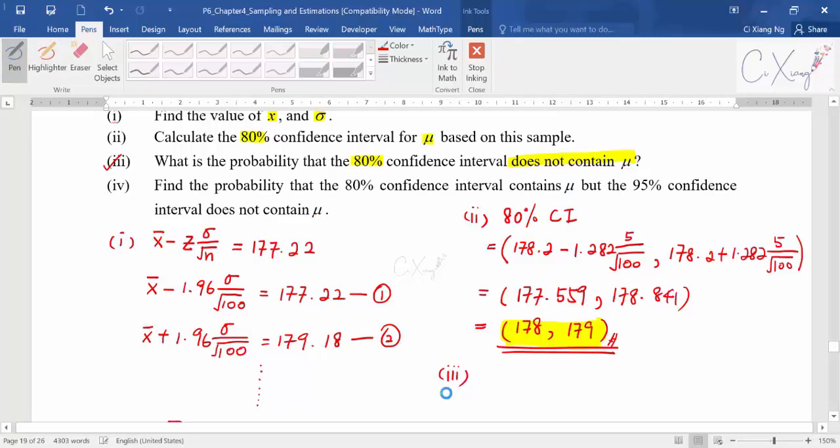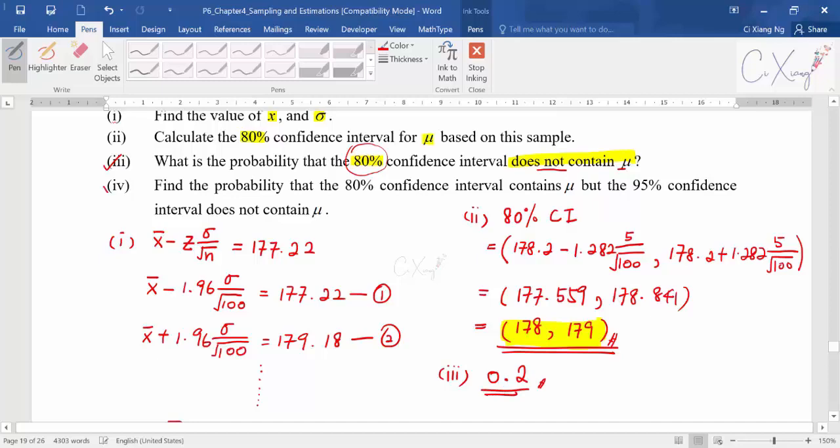Before that, I told you, right, the confidence level tells you the percentage that the confidence interval contains mu. So like 80%, that means we are 80% sure that the confidence interval contains the population mean. So now they are asking for does not contain the mu. 80% contain mu, so that means 20% does not contain the mu, right? So you just write out 0.2, that's it.